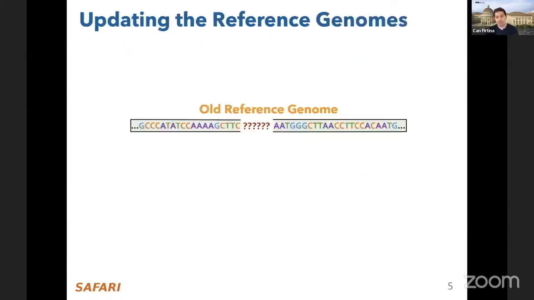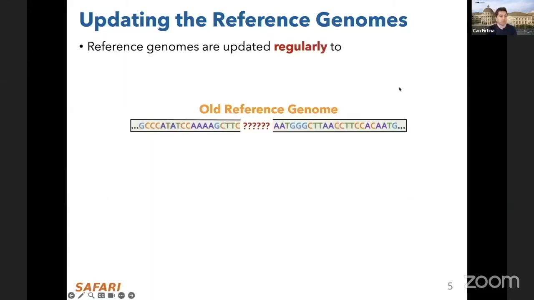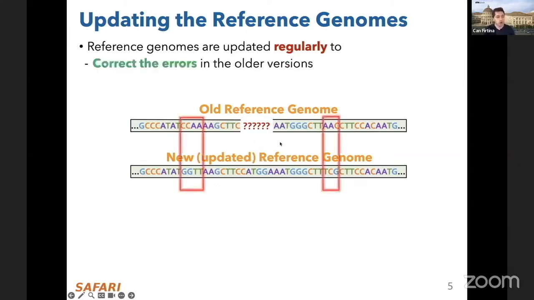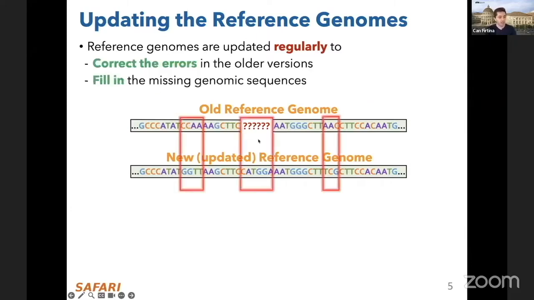And to achieve the best accuracy and best completeness in the reference genomes, these reference genomes are usually updated regularly to their new versions. Such an update could resolve some unknown regions in the old reference genome by figuring out what sort of sequences should come to these unknown regions, or by correcting the errors in the older versions.